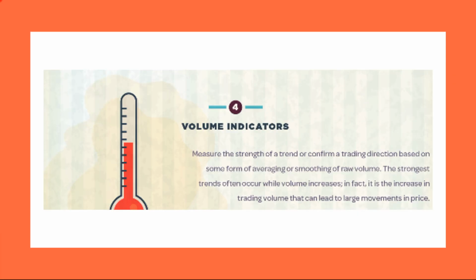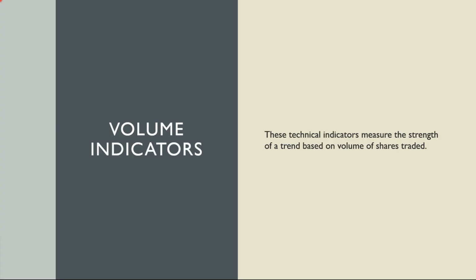Then we have volume indicators. Volume indicators measure the strength of a trend or confirm a trading direction based on some averaging or smoothing of raw volume. The strongest trends occur when volume increases. In fact, an increase in trading volume can lead to large price movements. We always use volume as a confirmation tool, because no matter what trade you've decided to take, if there is not a change in volume to support your decision, you're probably making the wrong decision.